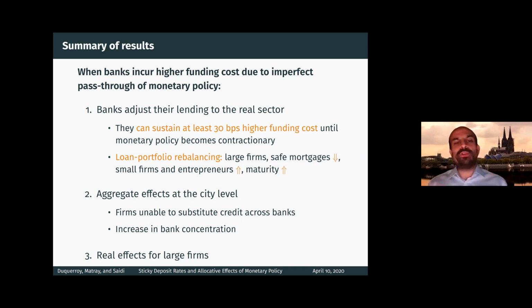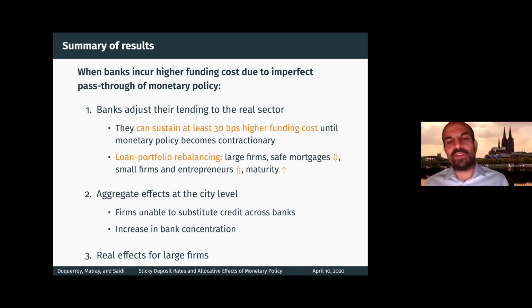Then we try to get at aggregate effects at the city level. Why does this matter? It matters to show that these firms that are in relationships to regulated deposit-dependent banks are actually unable to substitute credit across banks. And that is the underlying reason for why we do find aggregate effects. Because if they were able to substitute away from regulated deposit-dependent banks to other banks that may not have higher funding costs, then we shouldn't see anything at the aggregate level, but we do. So this stuff matters at the aggregate level for the firms. And also in terms of the structure of the banking sector, in particular, we show that there is an increase in the bank concentration. Not sure I will get to that, but I said it.